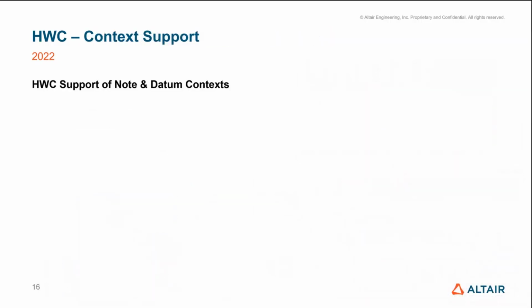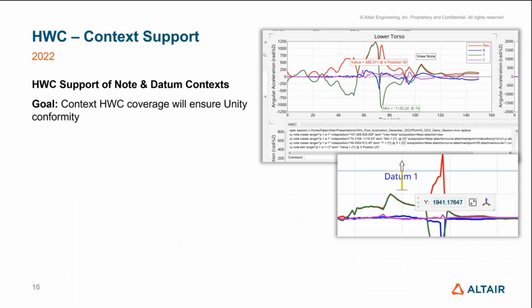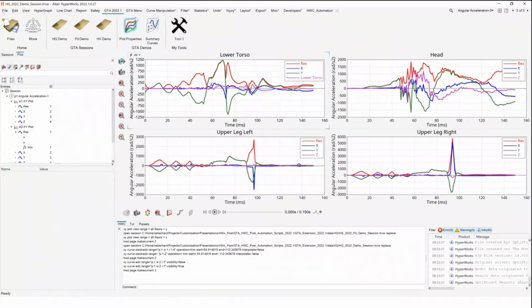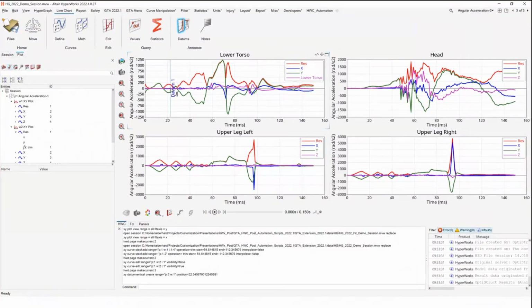So the context support is now everything I do in the context is recorded. For notes and datums, quick demo: I go to my chart and create, and then when I go out of the context, or double click and go back and edit something here, my name, you see it's recorded and I can replay. This is done for everything, if I move curves in the context or datum lines, etc. Everything is recorded.